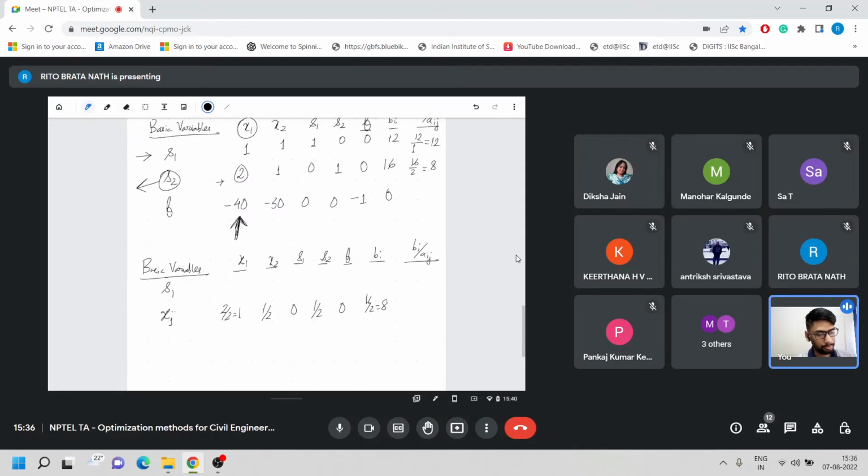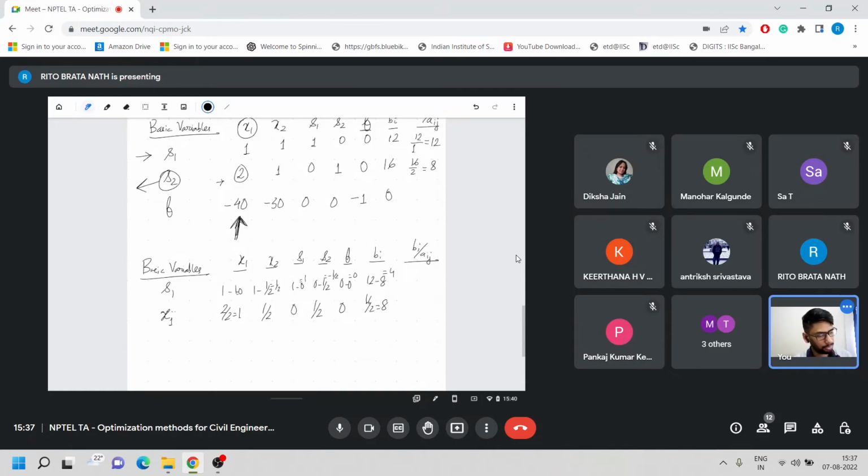So what you can do is subtract this entire row with this modified row that you already have. So it's 1 minus 1. This is 1 minus half. This one will be 1 minus 0. This one will be 0 minus half. This one will be 0 minus 0. And this one will be 12 minus 8. So this one is 0. This one is half. This one is 1. This one is minus half. This is 0.